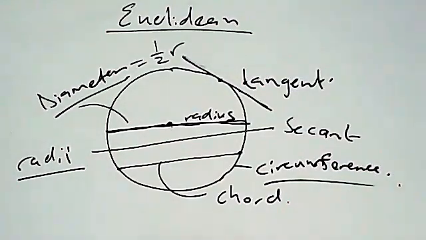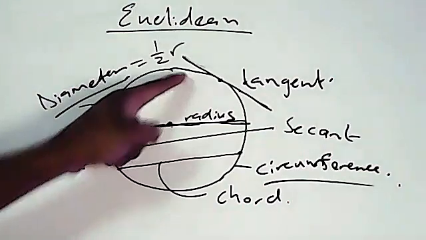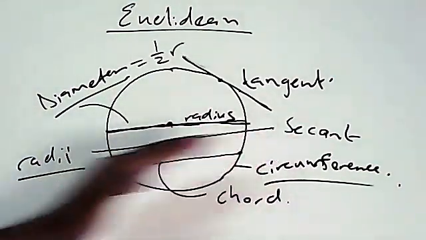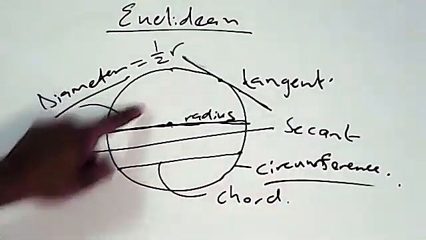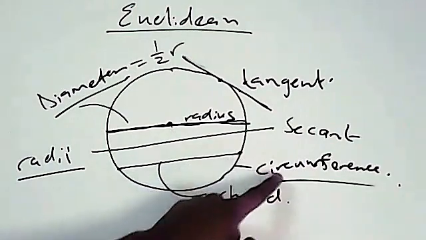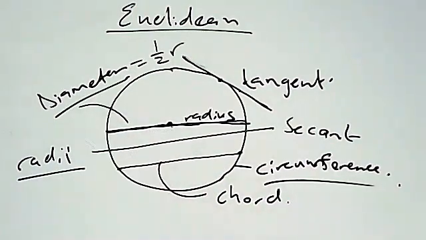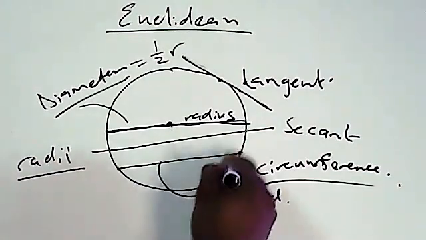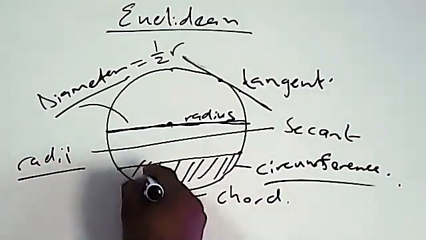Remember that the tangent is touching the circle at only one point. The diameter is moving through the center. The secant is moving through the circle, but not through the center necessarily, it's going outside of the circumference. The chord is touching the circumference, but it's not moving through the center. Trust me, if you know these things, you are sorted. And the space between the chord and the circumference, we call it a segment.